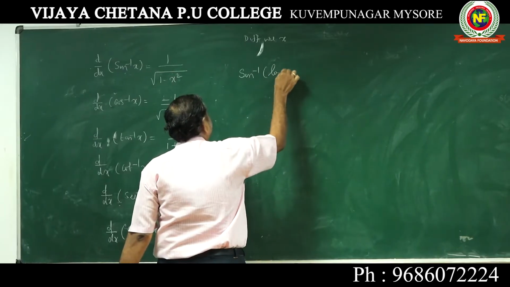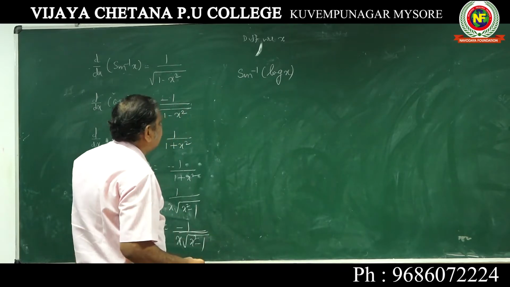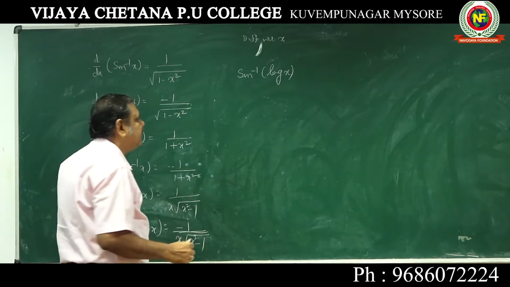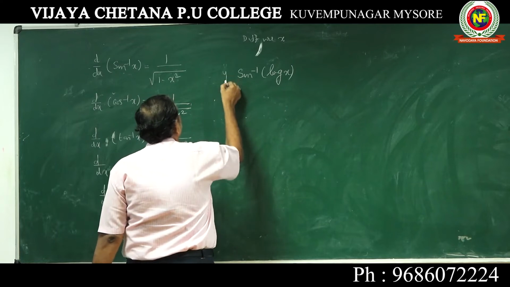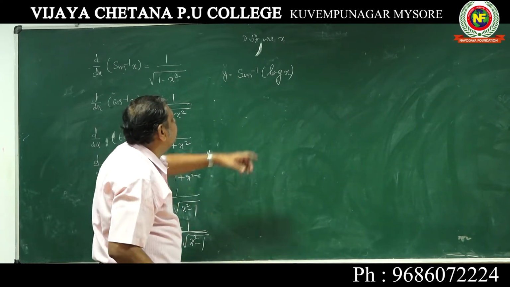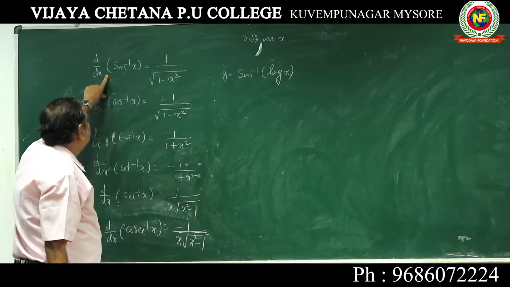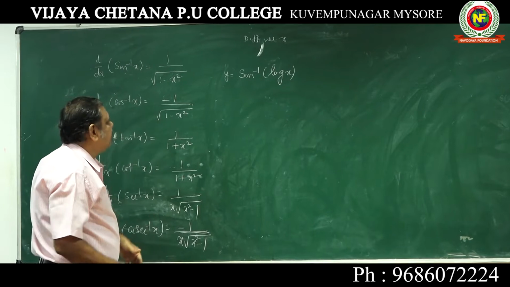Log x. Differentiate sine inverse log x. Take it as y. Y is equal to sine inverse log x. Instead of x, log x is there. You have to apply the formula: the derivative of sine inverse x is 1 over root of 1 minus x square.